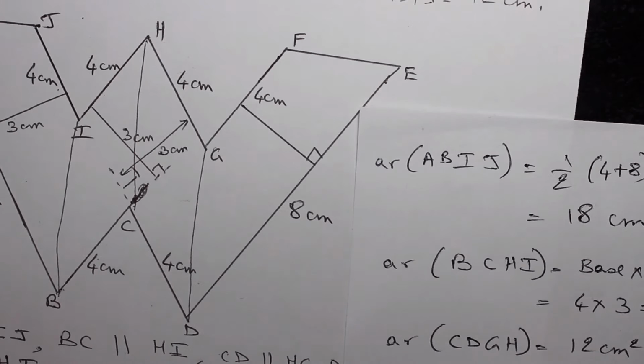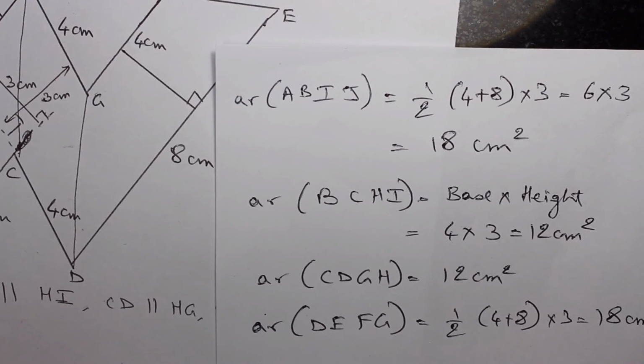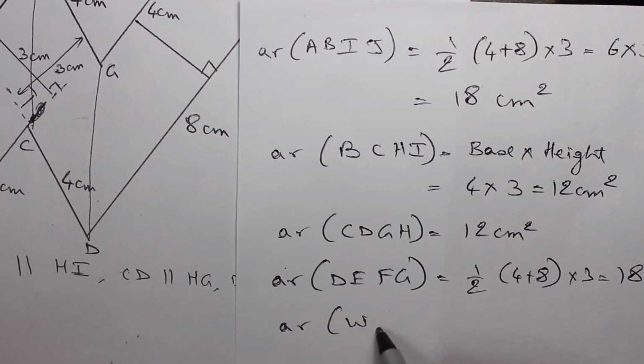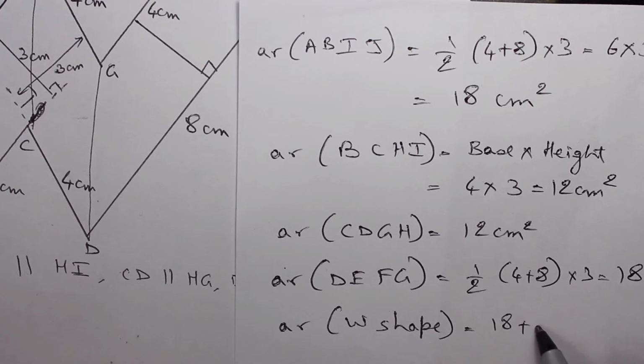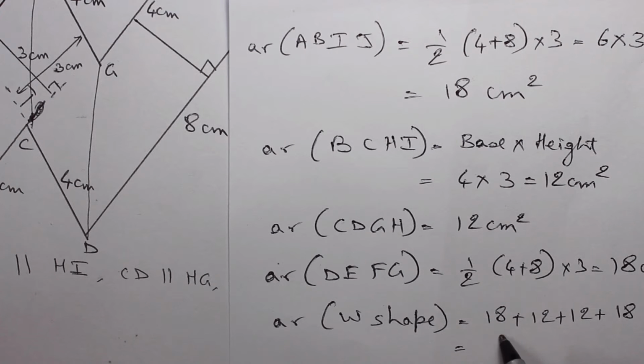And the area of DEFG, which is a trapezium, is half into 4 plus 8 into 3, which is equal to 18 centimeter square. So the area of the W shape is equal to the sum of all of this. So 18 plus 12 plus 12 plus 18, which is equal to 60 centimeter square.